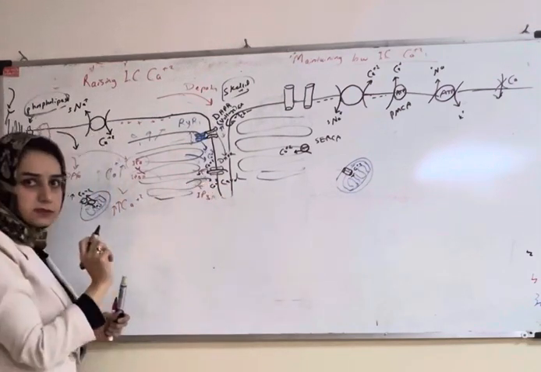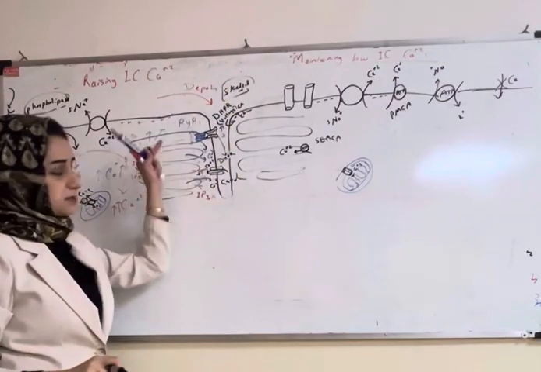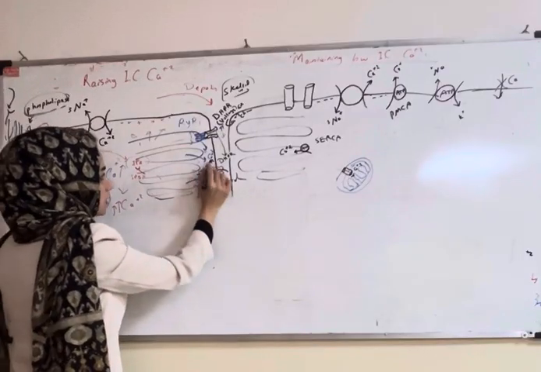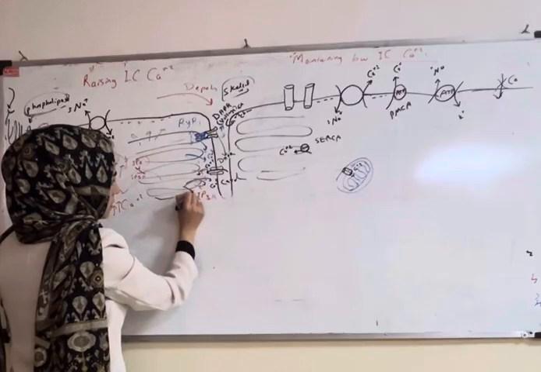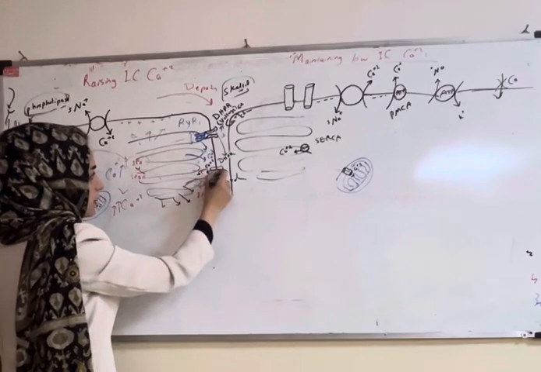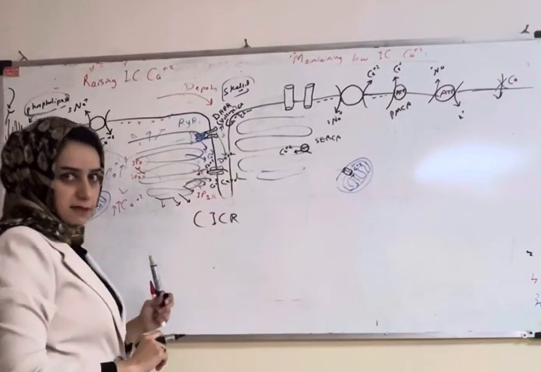Calcium from outside, serum calcium, is important for muscle contraction in the cardiac muscle. This calcium will trigger a huge amount of calcium release from the sarcoplasmic reticulum, and this is called calcium-induced calcium release. Thank you.